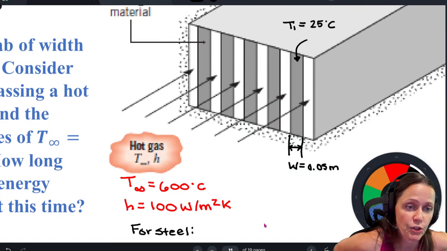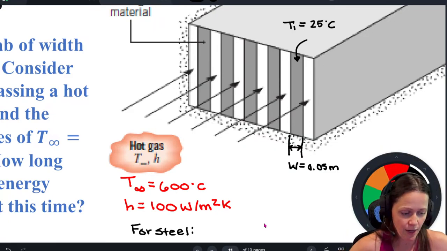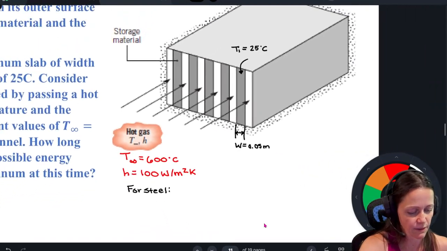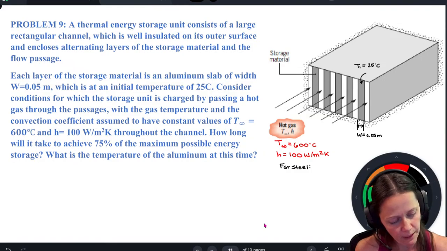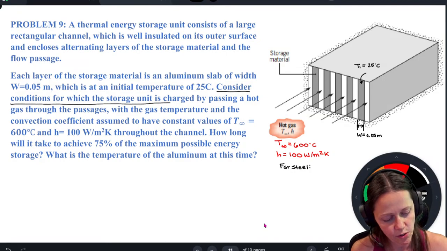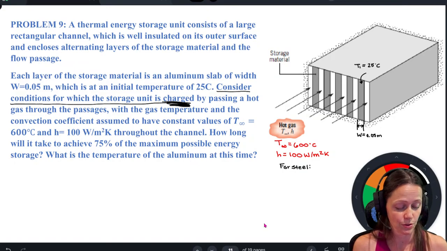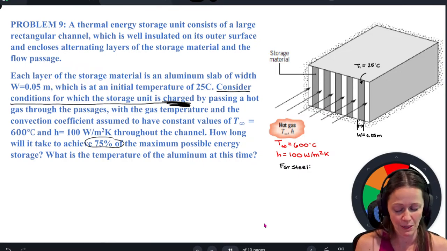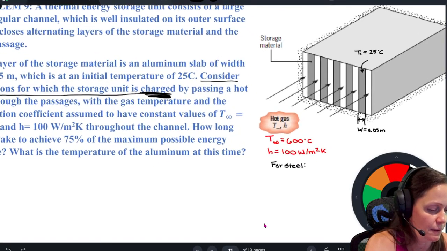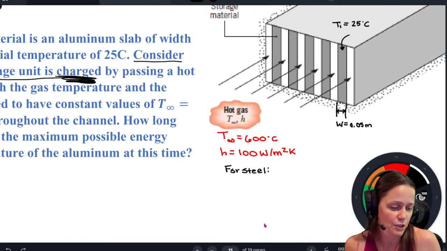All right, so if you had to look it up, you might look at the average temperature of maybe 25 and 600, maybe a little bit closer to 25, because what we're going to be calculating is how long it will take to achieve 75% of the maximum possible energy storage. They say consider conditions for which the storage unit is charged. Charged just means that we're heating it up, we're storing thermal energy, and the maximum amount of thermal energy would be if we let this go long enough so that those slabs would be in thermal equilibrium with the hot gases at 600 degrees. We're looking at a little bit earlier than that, because we're looking at 75% of the maximum amount of thermal energy that you can store. So maybe a little lower than the average, but I'm going to give you these values.